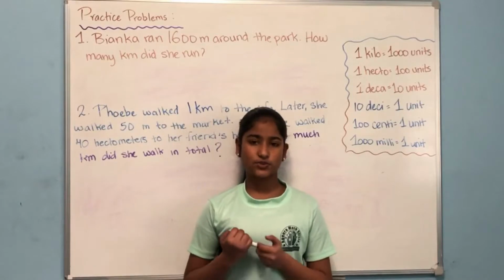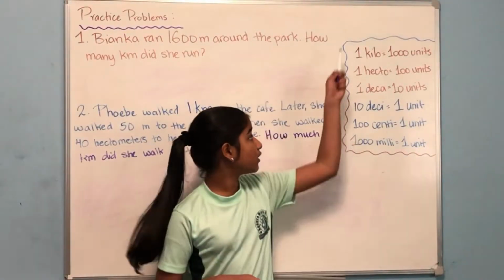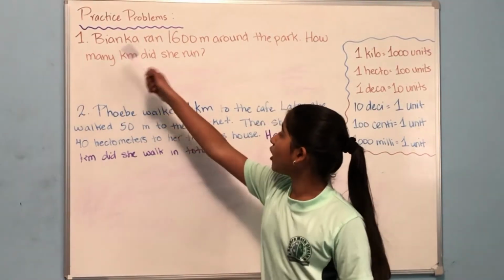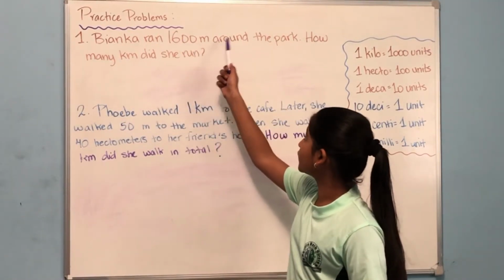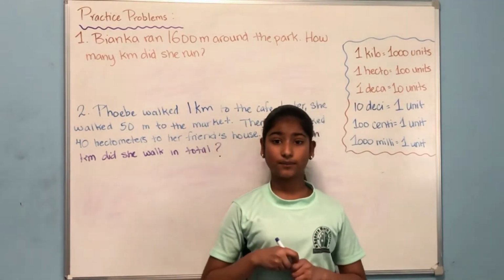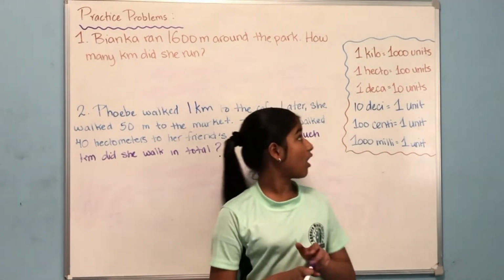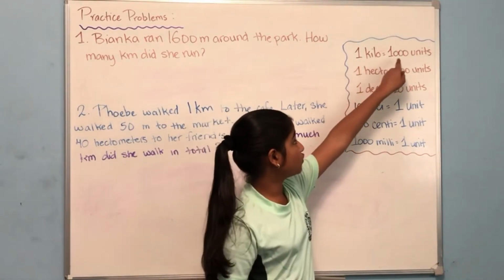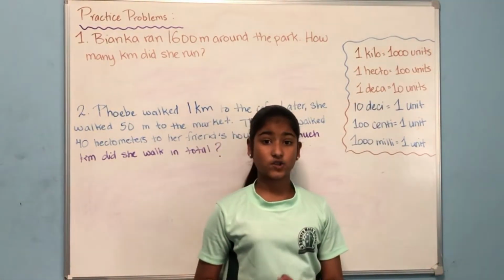Now let's do some practice problems based on what we have learned using all of these measurements. Let's read the first one out loud together. Bianca ran 1,600 meters around the park. How many kilometers did she run? Now let's use our measurements to solve this problem. Now we know that 1 kilo is equal to 1,000 units. In this case, our units are meters.